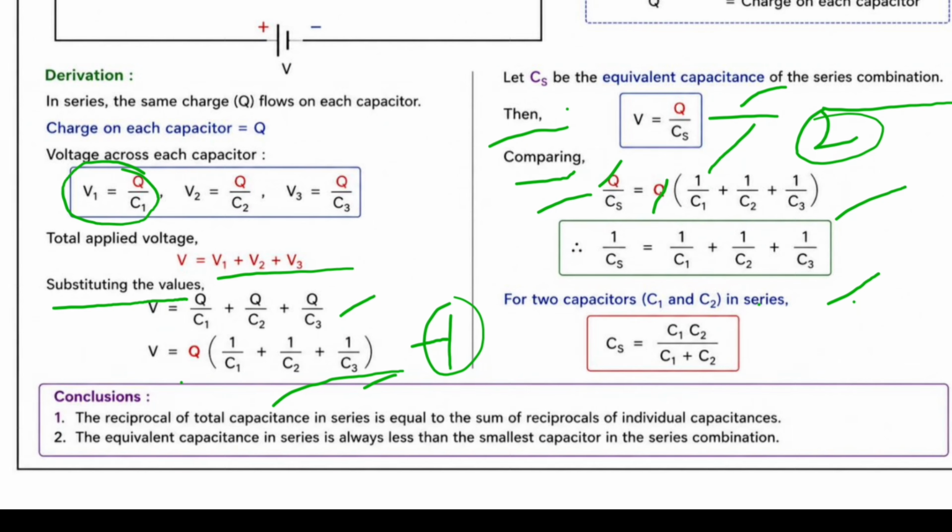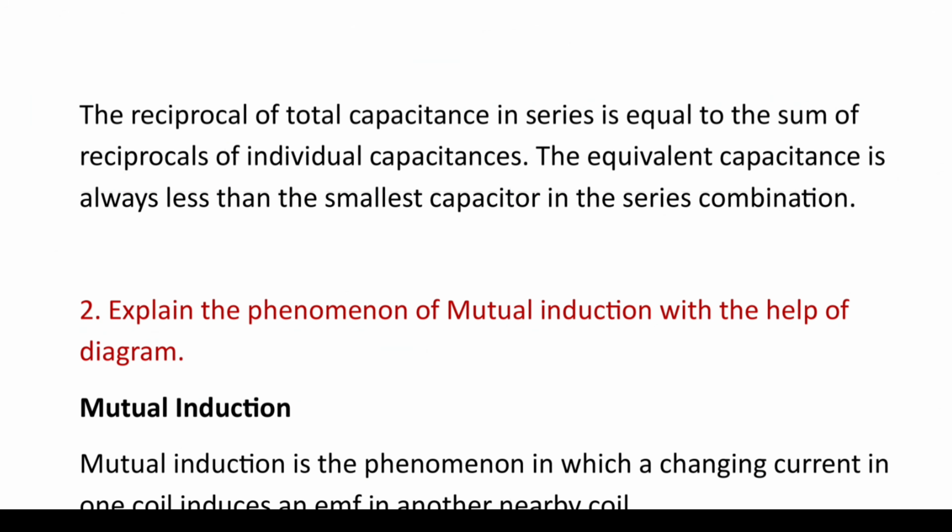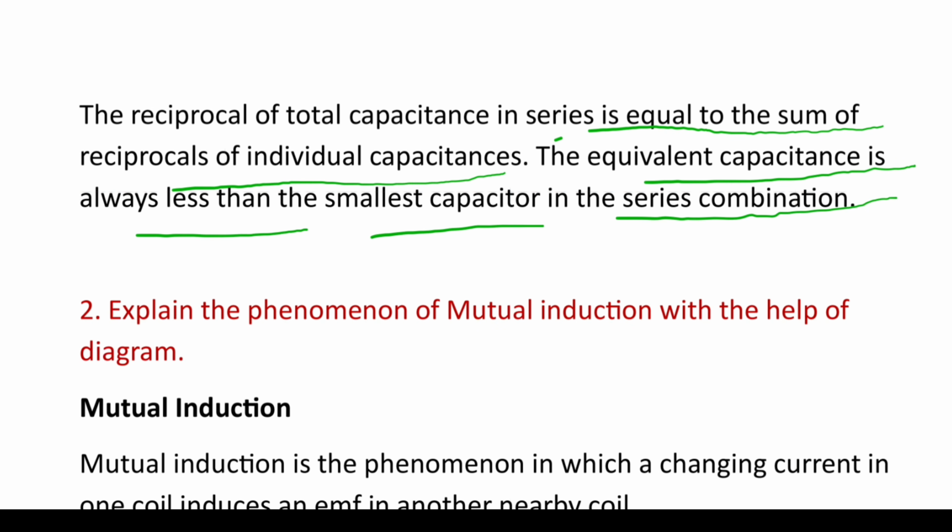So this is the formula for 3 capacitors. If there are only 2 capacitors, what is the formula? Cs is equal to C1 into C2 divided by C1 plus C2. This is the derivation we have derived. Finally, the reciprocal of the total capacitance in series is equal to the sum of the reciprocals of the individual capacitances. The equivalent capacitance is always less than the smallest capacitor in a series condition.